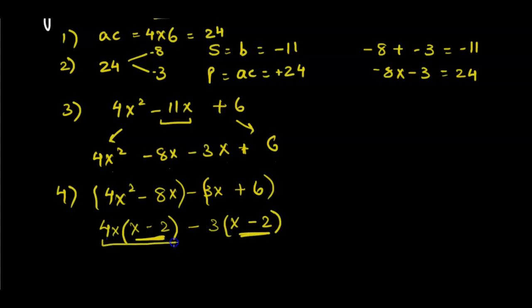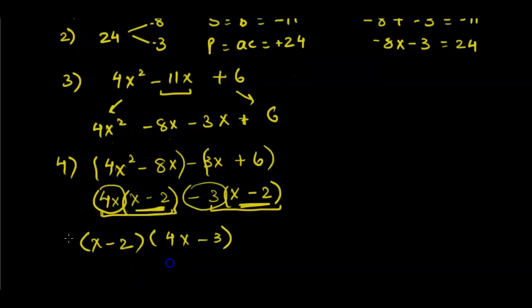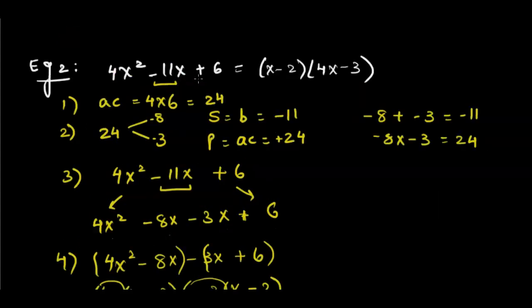Now from the first term, x minus 2 is common. Now this is the first term and this is the second term. Out of both terms, we have x minus 2 common. We would place that outside and we are left with 4x minus 3. So the final answer is x minus 2, 4x minus 3. And this is how we change this standard trinomial to this factored form.